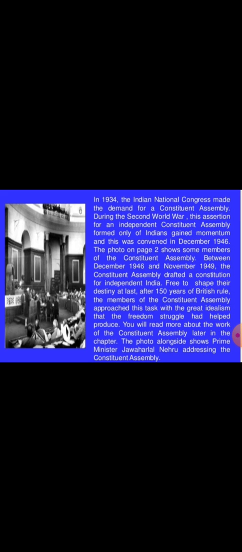Several lawmakers came together to draft the Constitution of India between December 1946 and November 1949. That is when our Constitution was completed. It was implemented on January 26, 1950, which we celebrate as Republic Day today.